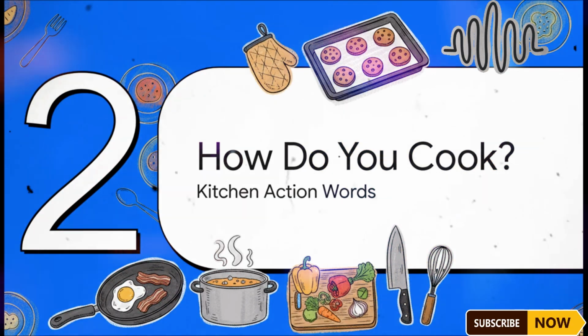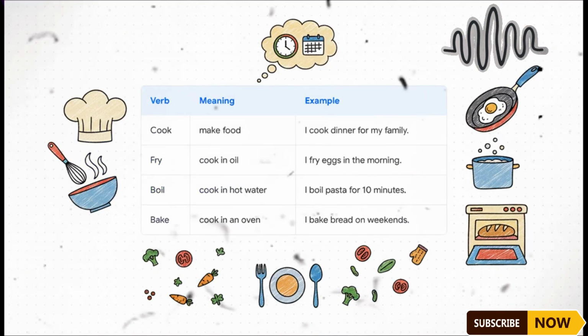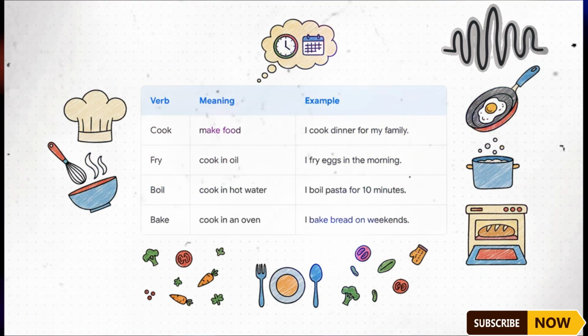Okay, so we've covered what we eat, but what about how we make it? Let's jump into the kitchen and learn some action words. Check out this table. We've got 4 super common cooking words here. Cook is kind of the all-purpose word, right? To make food. Then you've got fry, which is when you use oil in a pan. Boil, that's for cooking in hot water, like pasta. And bake is what you do in an oven, perfect for things like bread and yummy cakes.